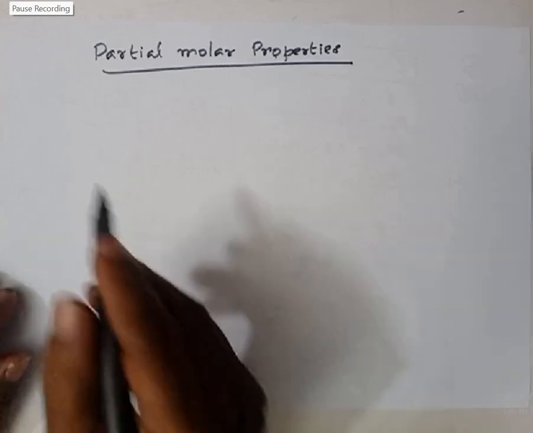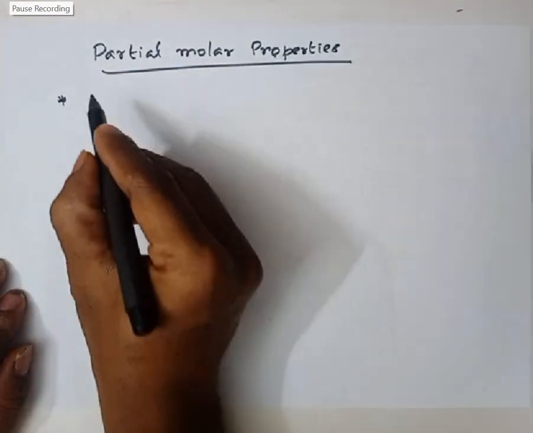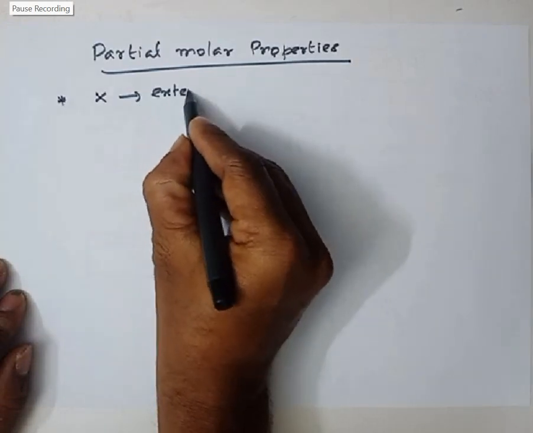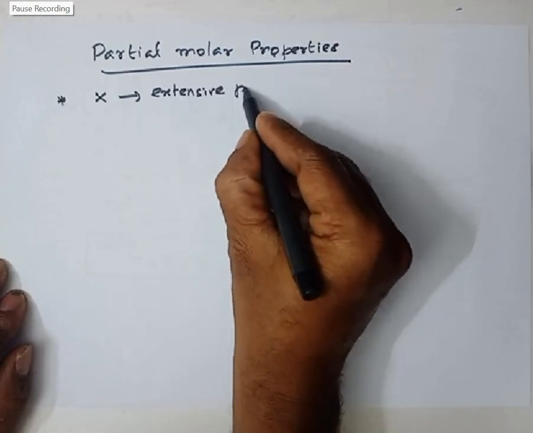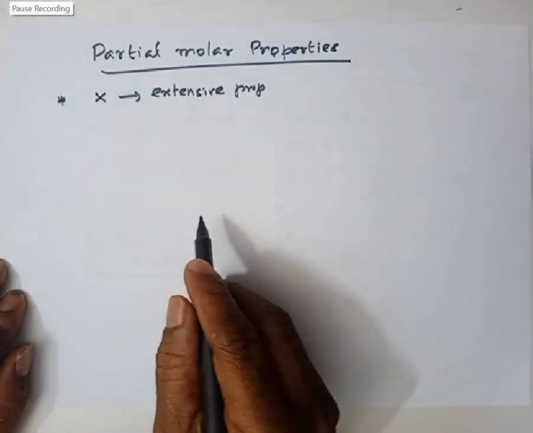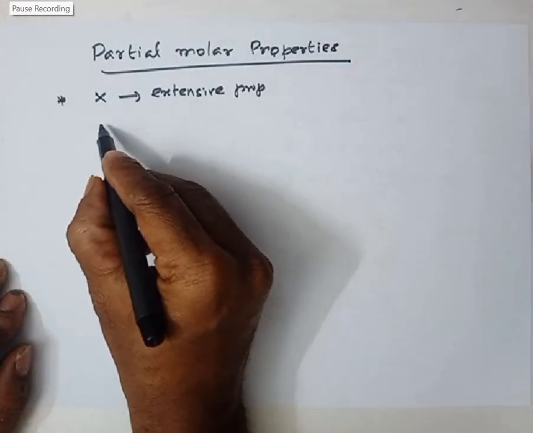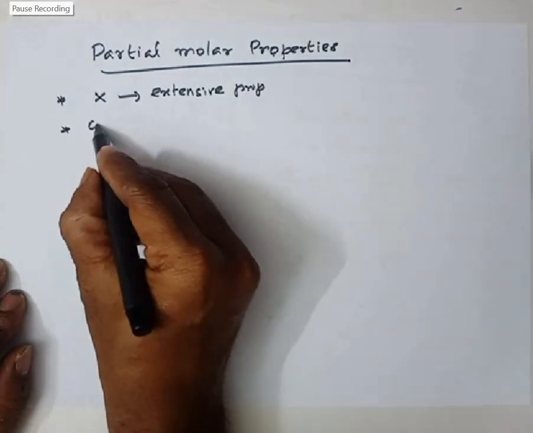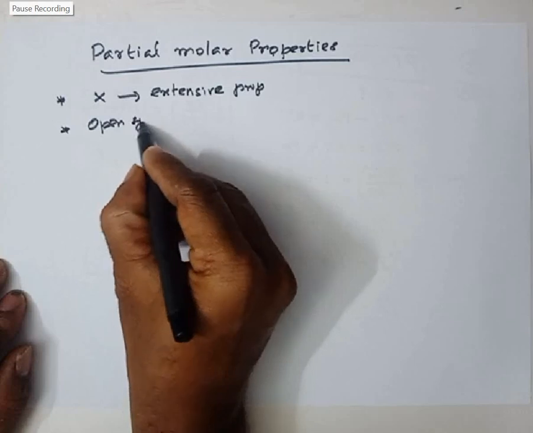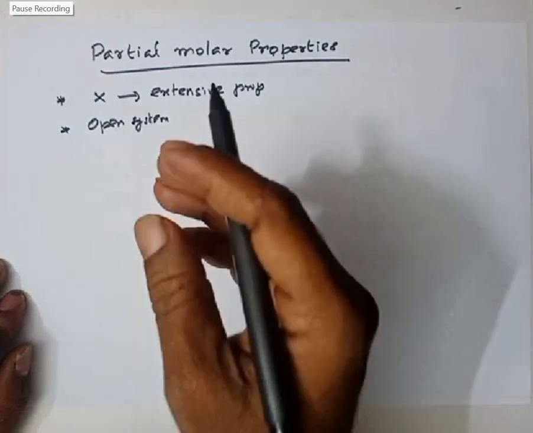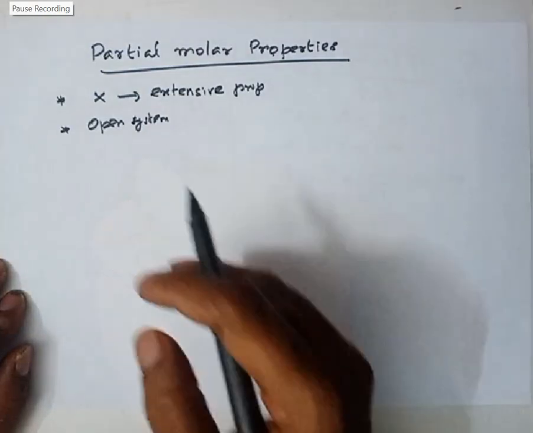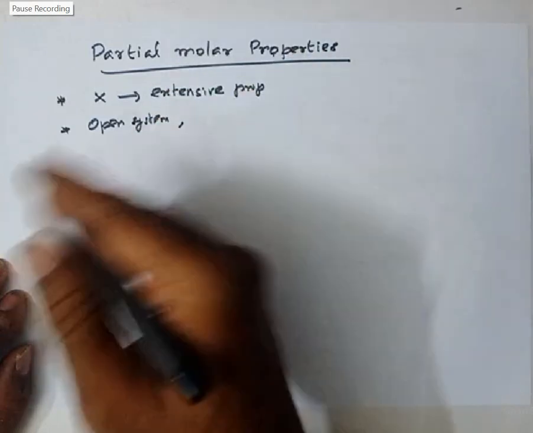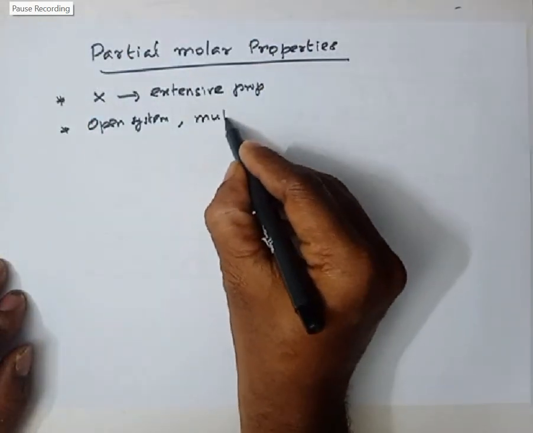Suppose you take some extensive property, say for example X. X is an extensive property, and you consider an open system. Since the system is open, molecules can go out and new molecules may come in. Also assume that the system contains many components, multi-component.